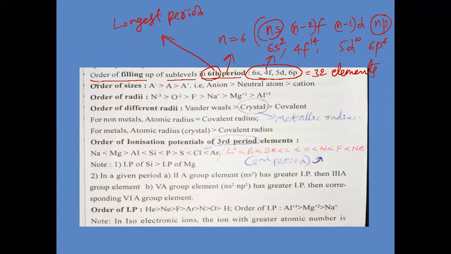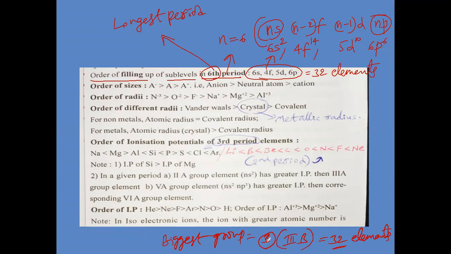Okay. And the biggest group is what? Group 3. This group 3 is Roman number 3B or 3A? 3B. How many elements are in this also? 32 elements will be present in group 3 also.